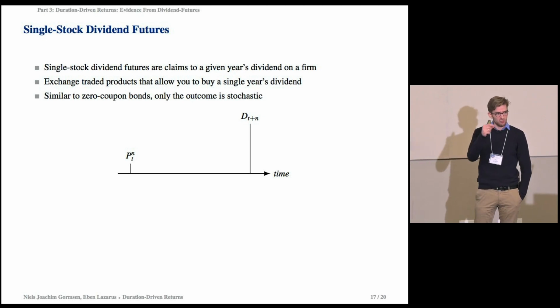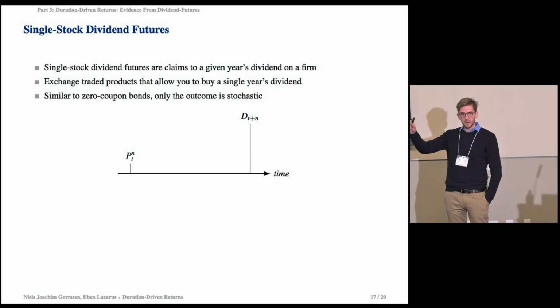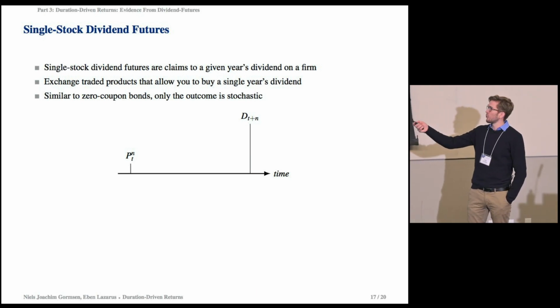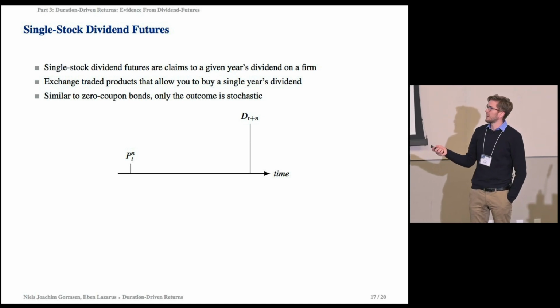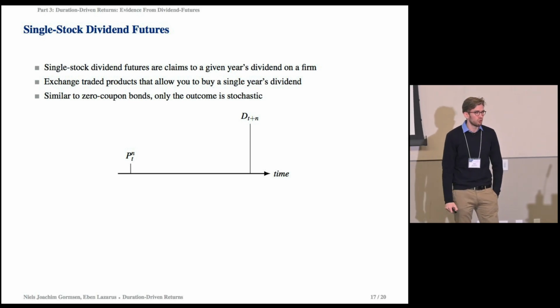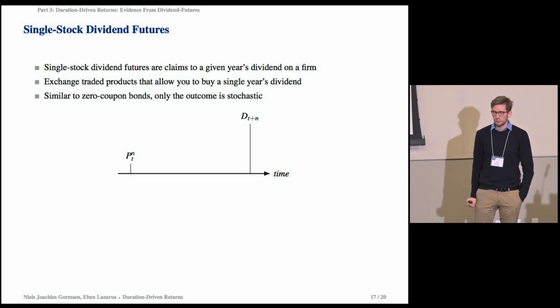It's like a zero coupon bond in that I just make a payment today and get one payment again at one point in the future. But of course, we don't know what the dividend is, so it's risky. So there's going to be a risk premium. I'm going to pay less today than what I think the dividend is going to be in the future to compensate me for the risk.